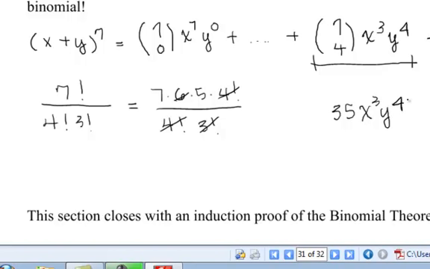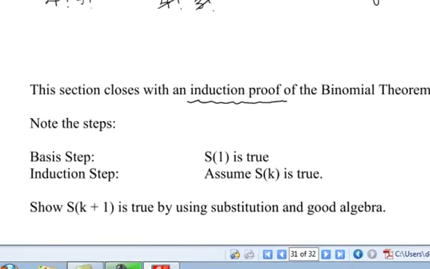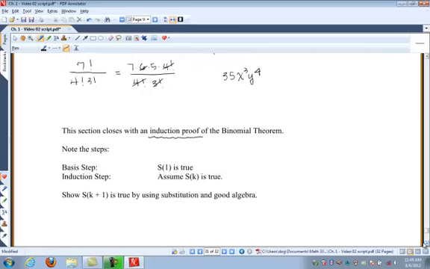Perfect. Now, this section in the book closes with no surprises, an induction proof of the binomial theorem. I want you to read it. You don't have to memorize it. I'll never ask you for it on a test, but read it and find the steps. There's the basis step, S1 is true. There's the induction step, assume S sub k is true, and then show S sub k plus 1 is true by using substitution and good algebra.